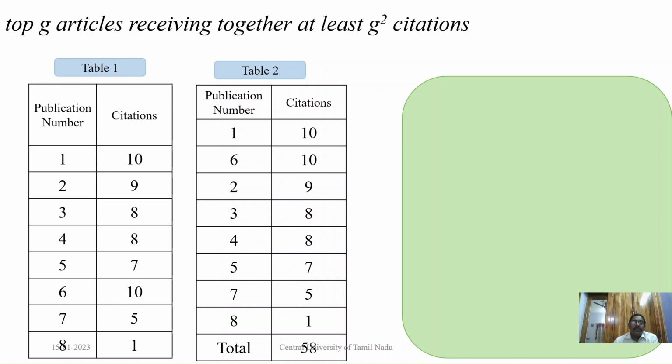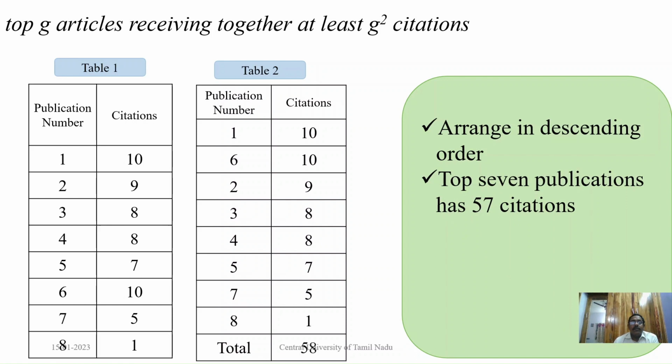Another imaginary author is taken. In table 1, publications and citations are given. In table 2, they are given in descending order. So let us add all those things. 2, 3, 4. Likewise, if you keep adding, let us come up to 7. So the top 2 articles have 20 citations. The top 3 articles have 29 citations. Likewise, if you go, the top 7 publications have 57 citations. The top 8 publications have 58 citations.